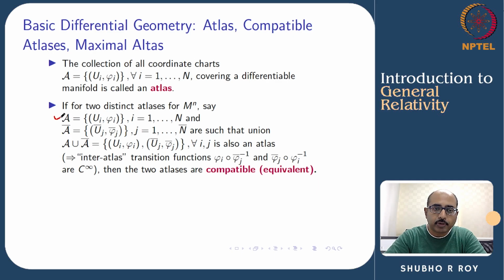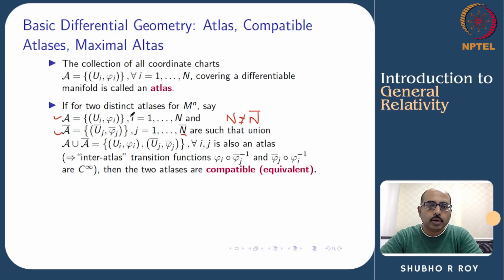So here I'm considering two such atlases, curly A and curly A bar. And the pairs in the barred atlas are indicated with bars, for example, u_j bar and phi_j bar. And the number of such coordinate charts in the second atlas is also N bar, big N bar. So in order to draw a distinction from the first atlas, which has N charts, the second atlas has N bar charts. N bar is not necessarily equal to N.